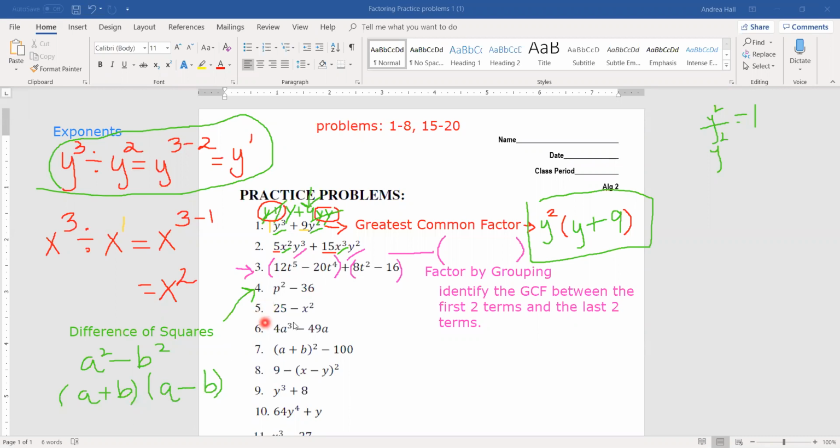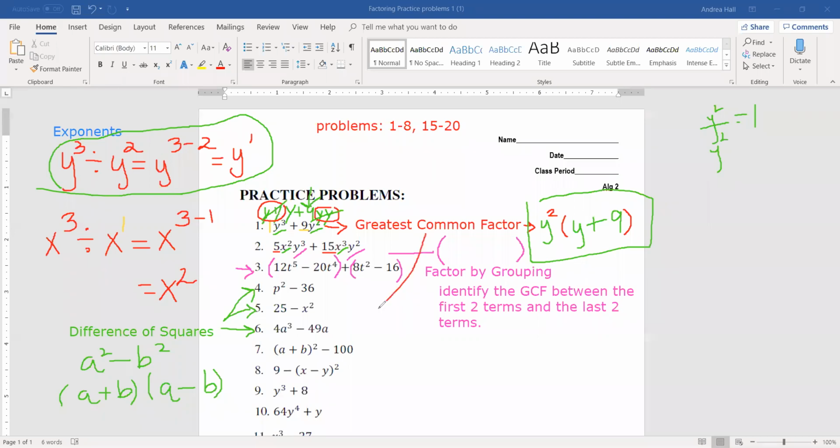Number 5 is the same thing, difference of squares. In this case, the x is just coming second, so don't let that throw you off. Okay, so number 5 is also difference of squares. Number 6 is a difference of squares, but you have to do greatest common factor first. Okay, so it's like a combination.